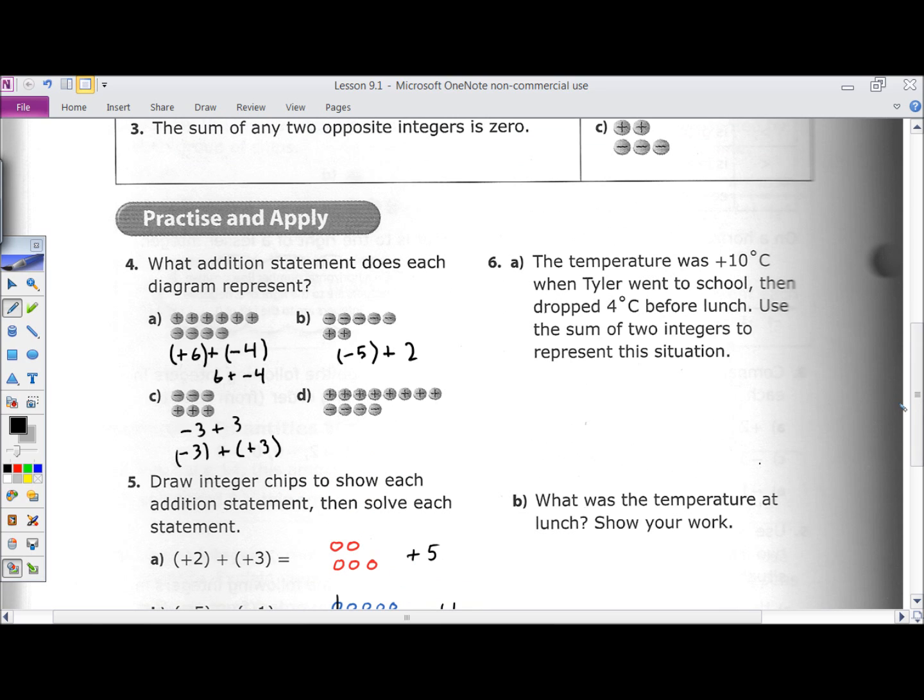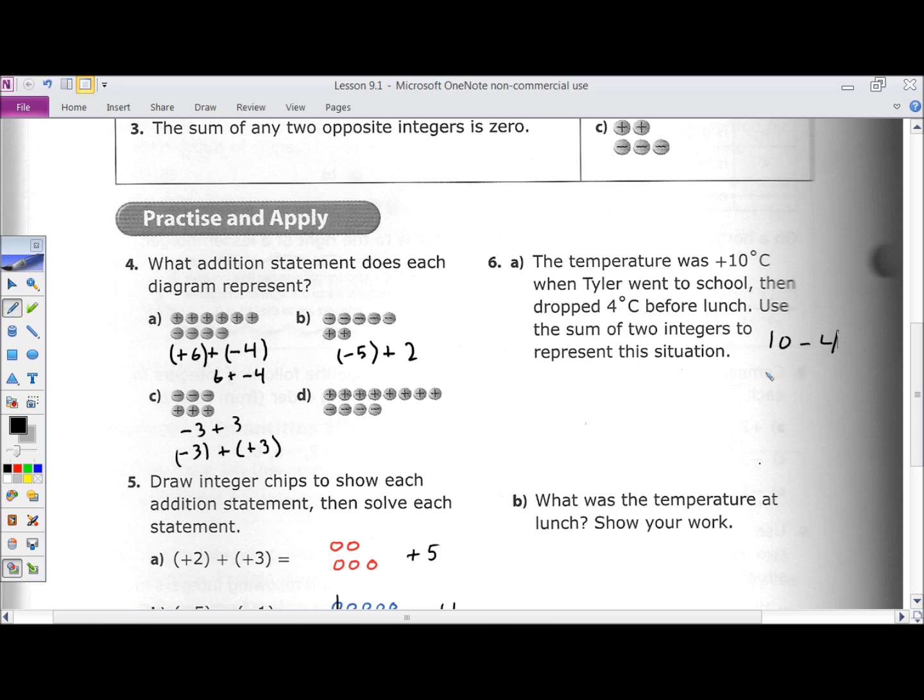And number 6. Temperature was positive 10 degrees Celsius when Tyler went to school, then dropped 4 degrees Celsius before lunch. Use the sum of 2 integers to represent the situation. Now, probably a lot of you are thinking, well, it's just 10 minus 4. But it's asking for the sum of 2 integers, which means we need an addition statement. Subtraction, we're getting a difference. We want a sum. Sum is the answer to an addition statement.